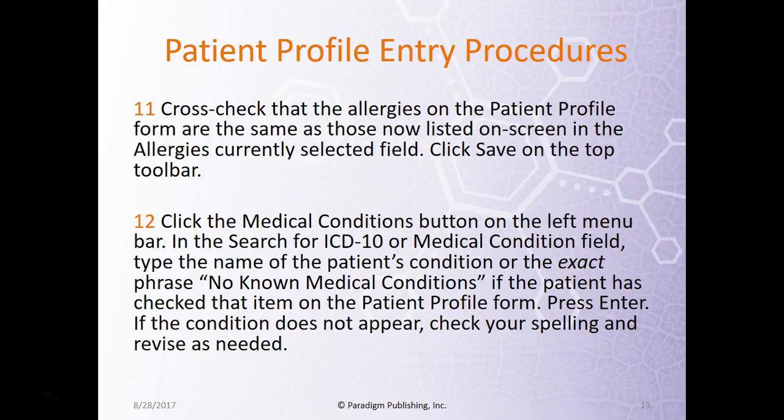Click the Medication Condition button on the left menu bar and search for the ICD-10 or medical condition field and type the name of the patient's medical condition or the exact phrase, no known medical conditions, if the patient has checked that item on the patient form. Press Enter. If the condition does not appear, check your spelling and revise as needed.